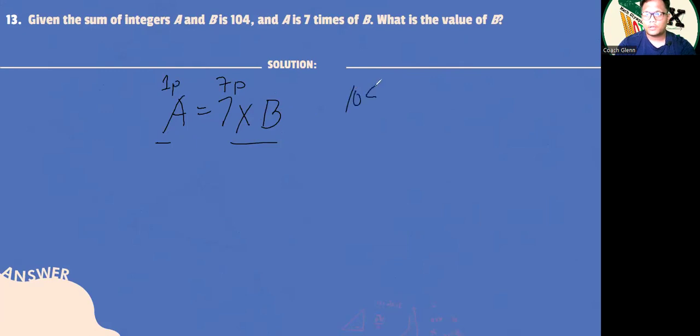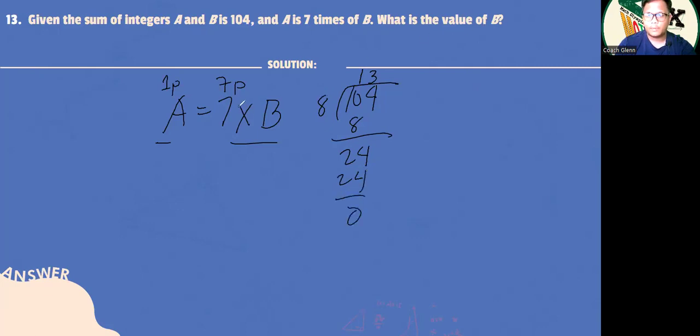So all we need to do is 104 divided by 8. Let's solve for that first. 10 divided by 8 is 1. 1 times 8 is 8. So we have 24. 24 divided by 8 is 3. 3 times 8 is 24. Remainder 0.